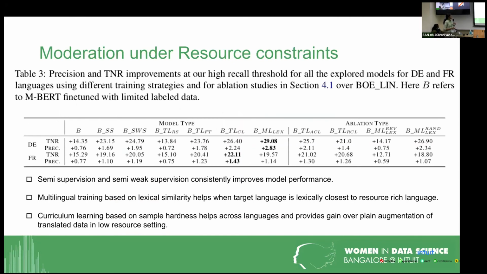Again, you can look at the columns and the model type, the last two columns. That talks about curriculum learning and lexical similarity based learning. You would see that curriculum learning, of course, helps across. And sometimes if lexical similarity between languages is good, and it adjoins to a language which has more labeled data, then it gives further gains to us.